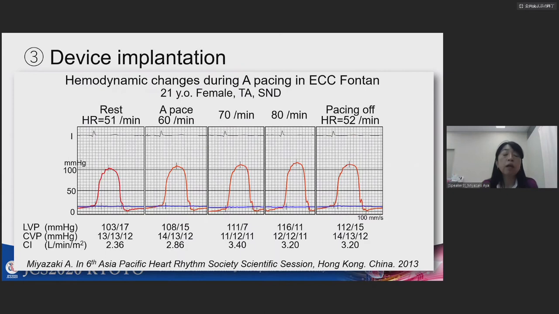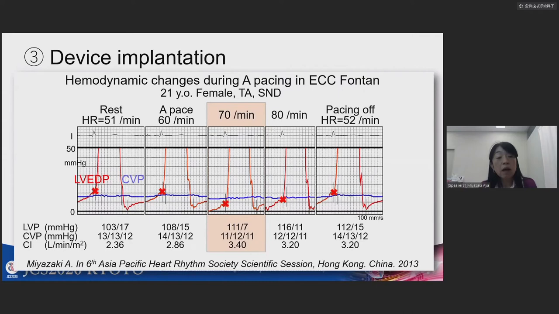About device implantation, this slide shows the hemodynamic change during atrial pacing in an extracardiac conduit Fontan. These figures show the pressure curves of the left ventricle and the central vein with various atrial pacing rates. Zooming in on these figures, we can see that the LVEDP and the CVP were lowest at an atrial pacing rate of 70 per minute. So heart rate is one of the important factors to maintain favorable Fontan circulation.